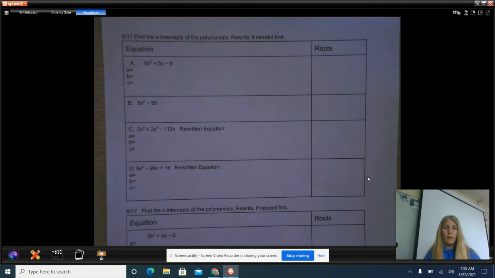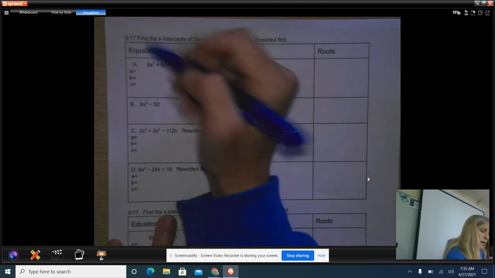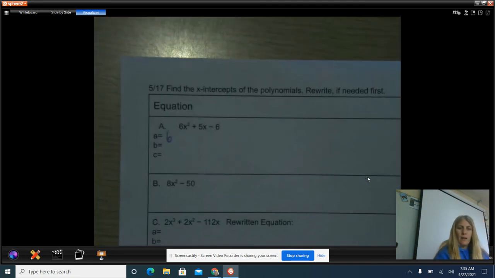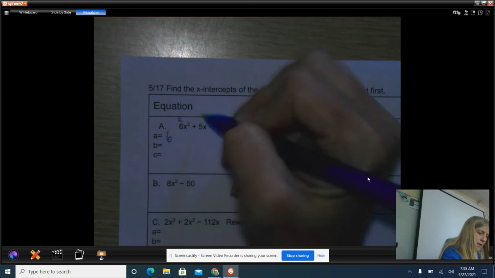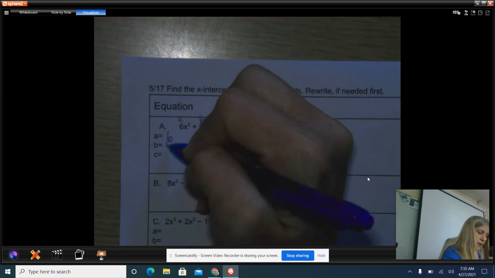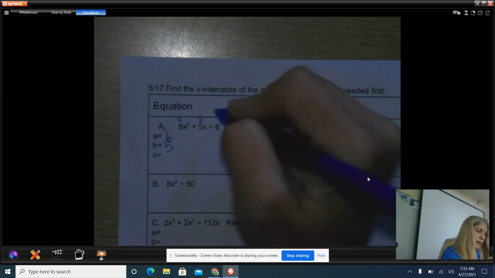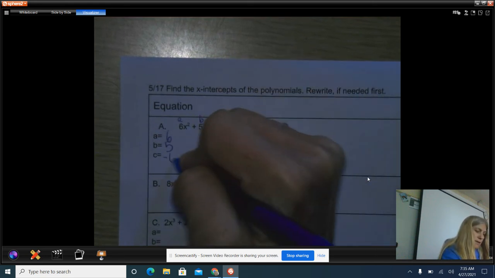So for our warm-up today, we're going to go ahead and practice finding the x-intercepts of our polynomials. So taking a look at this first one, our a is 6. It is our coefficient of our x squared. Our b is 5. It's the coefficient of our plain x. And our c is our constant, which is -6.